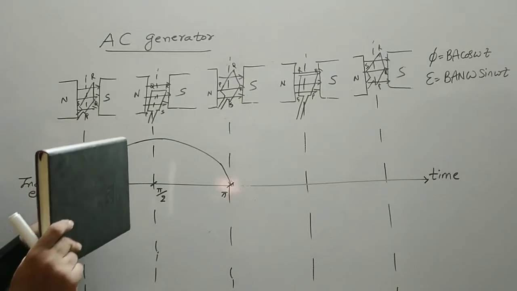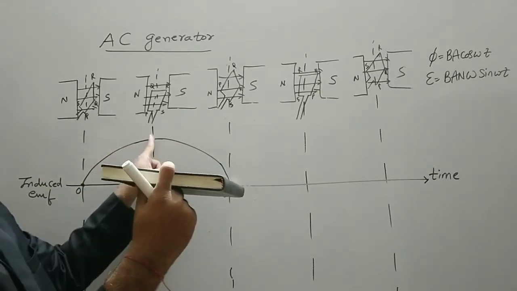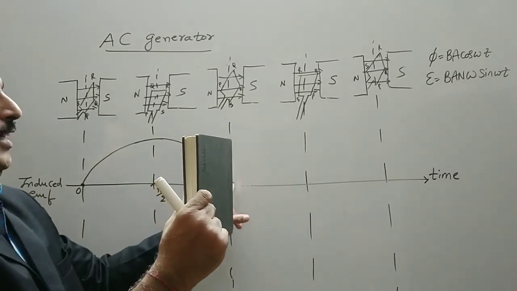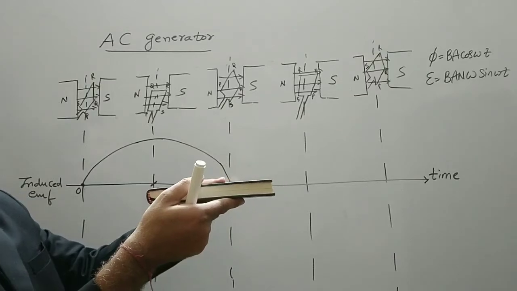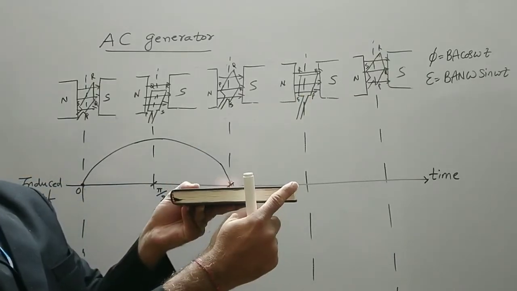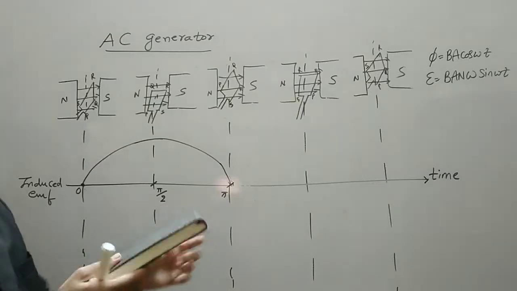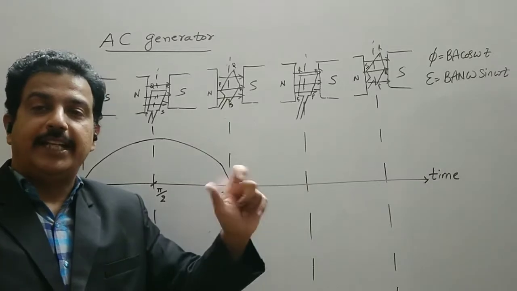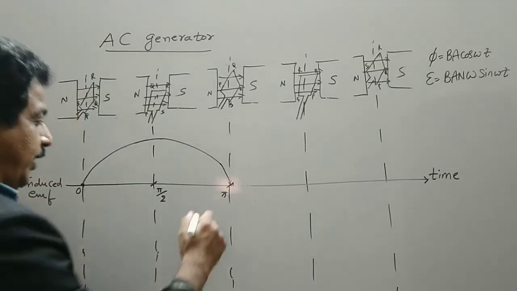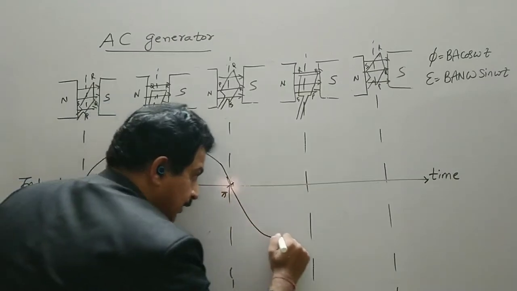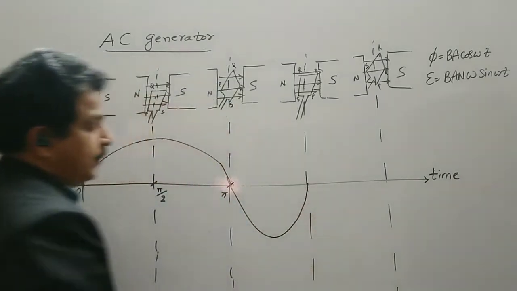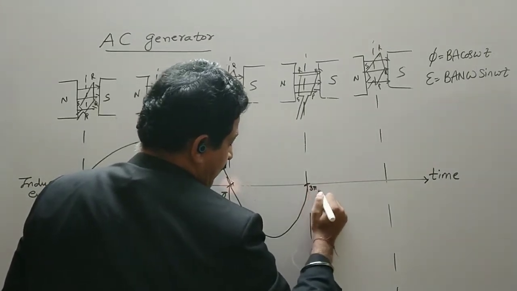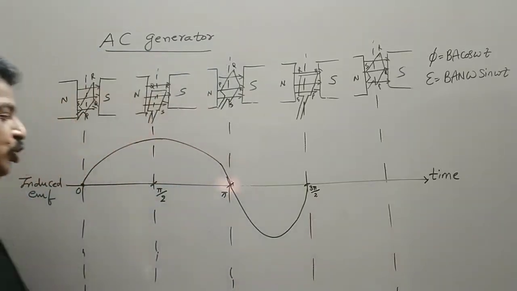Initially the EMF is 0, at 90 degrees it is maximum, and at 180 degrees it is minimum. Now after 180 degrees, this is 270. So this is your P now. At 270, the polarity PQ will come to this side. So the polarity of points A and B in the diagram will change and the graph will become like this. This end, in terms of angle, is 3 pi by 2.